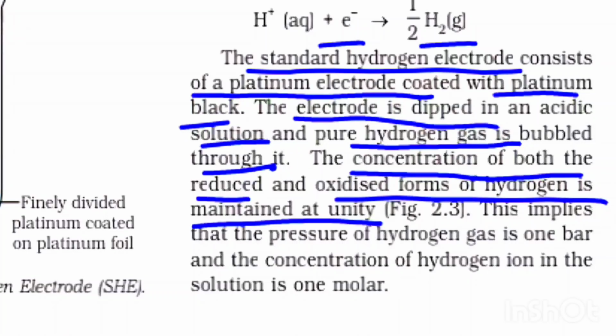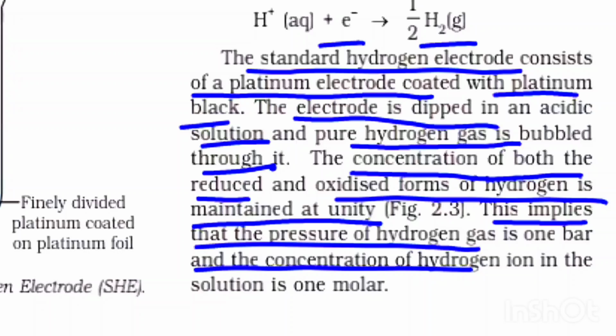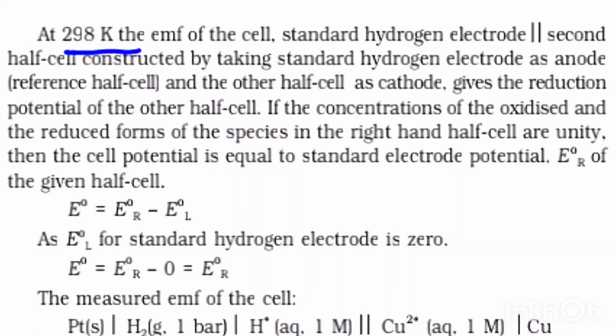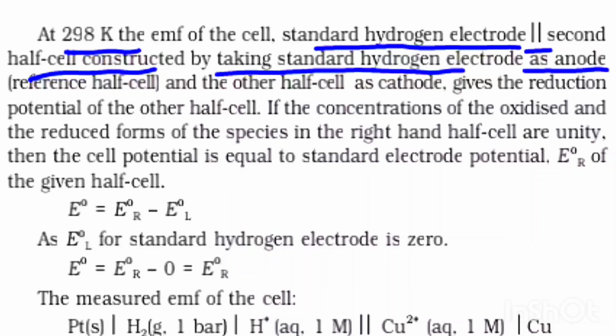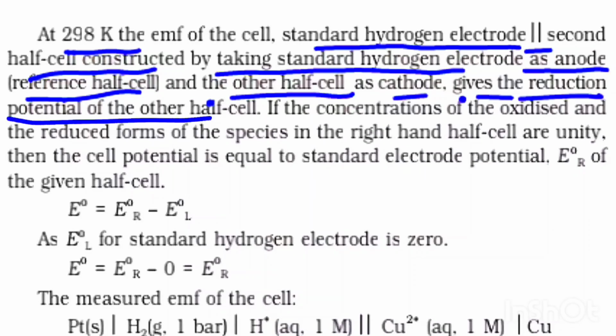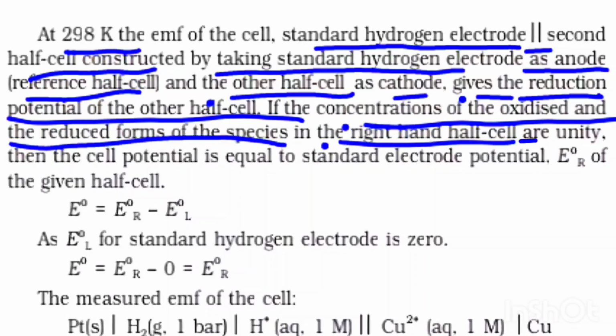The concentration of both the reduction and the oxidation forms of hydrogen is maintained at unity. This implies that the pressure of hydrogen is 1 bar and the concentration of hydrogen ion in the solution is 1 molar at 298 Kelvin. The EMF of the cell, standard hydrogen electrode, double line, second half cell, constructed by taking the standard hydrogen electrode as anode, the reference half cell, and the other half cell as cathode, gives the reduction potential of the other half cell.